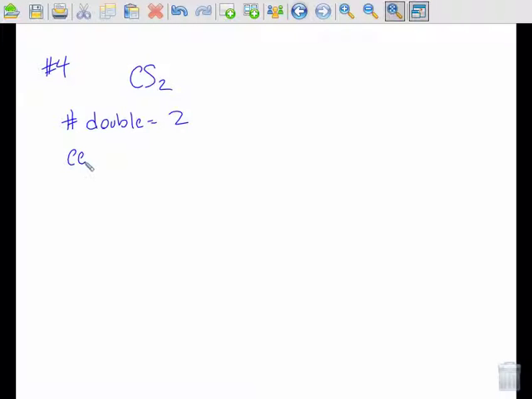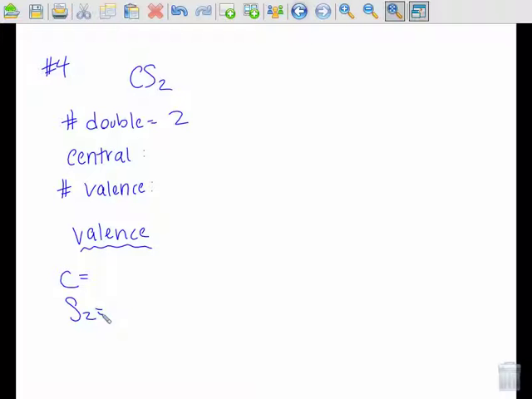You still have to determine the central atom, and you still have to determine the number of valence electrons. To determine the number of valence electrons, it's always going to be the same steps. It's the same procedure over and over and over and over. So I'm first going to write the elements that I have. So I have a carbon, and I have a sulfur with a subscript of 2. Do not forget to write that subscript down there.